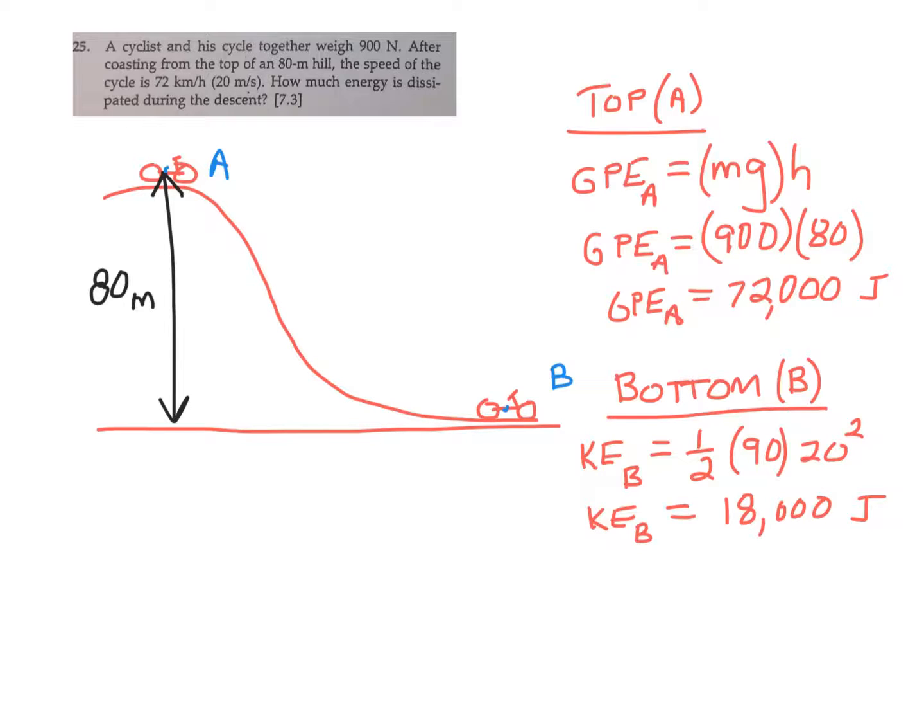That's the energy dissipated to heat or to other forms of energy as the bicyclist coasts or travels from point A to point B.